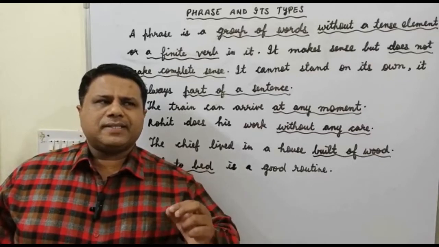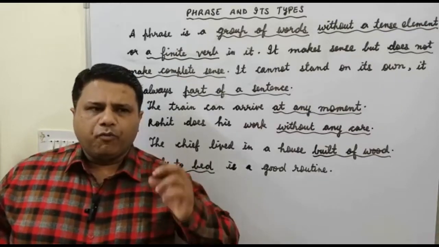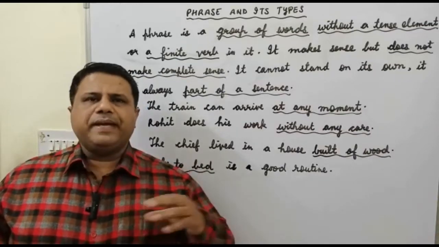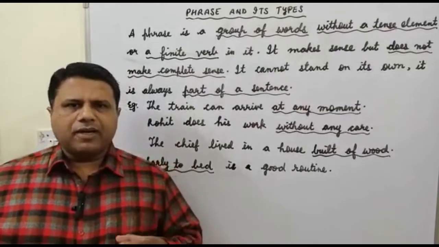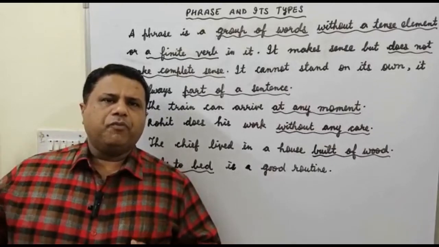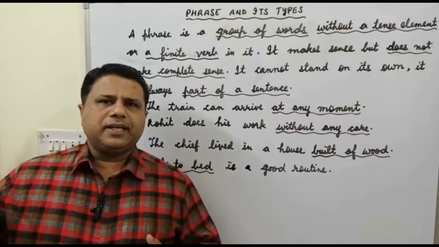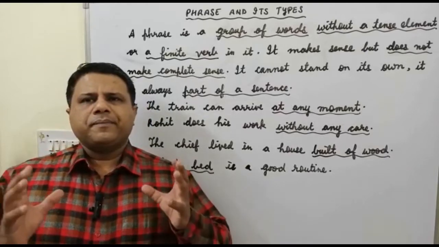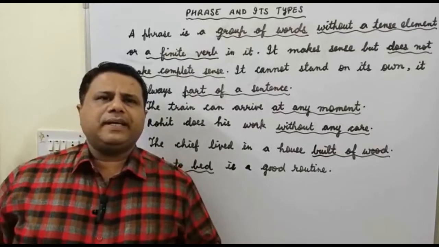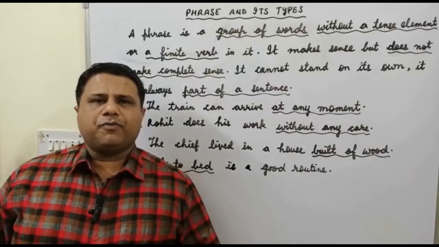So far as the phrase is concerned, please mark my words. Phrase is always a group of words. One word cannot make a phrase. Whenever we are talking about phrase, it means we are talking about minimum two words. It can be 2, 3, 4, 10 words can also be there in a phrase. So minimum two words must be there in a phrase. Then only it is called a phrase.